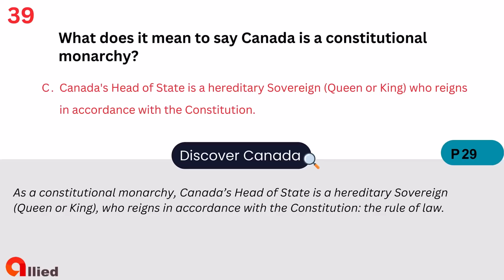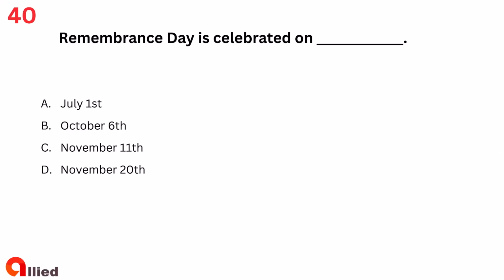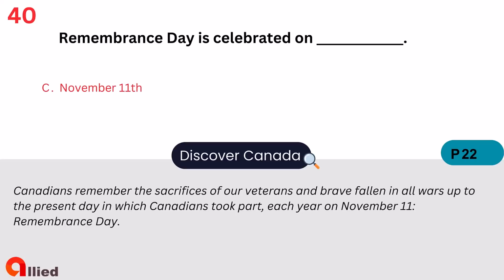Question 40. Remembrance Day is celebrated on A. July 1st. B. October 6th. C. November 11th. D. November 20th. The answer is C. November 11th.